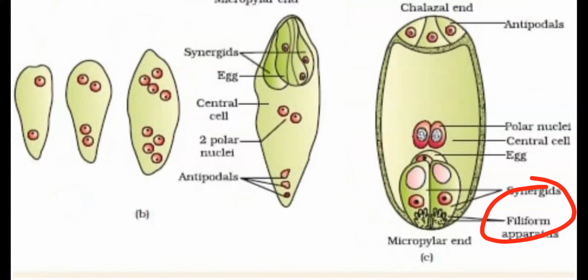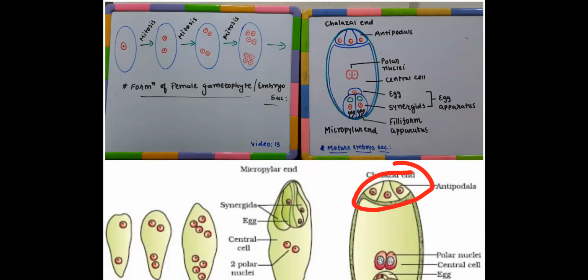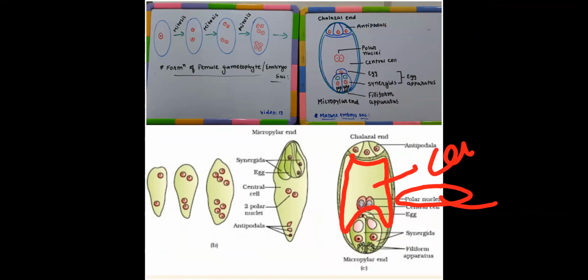The remaining 3 cells at the upper end are called antipodals. 3 haploid cells at the chalaza end are known as antipodals. So this is how 6 cells are there. And the last cell at the center, with 2 haploid nuclei together called polar nuclei, is known as the central cell.